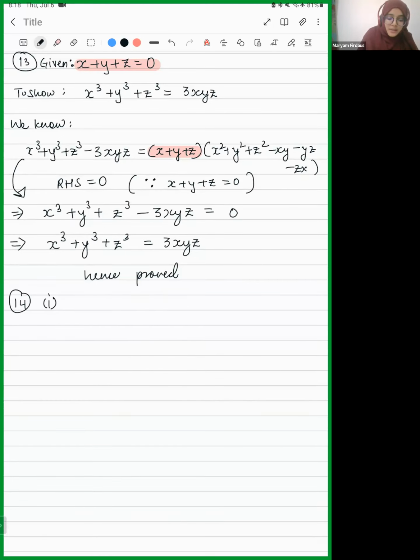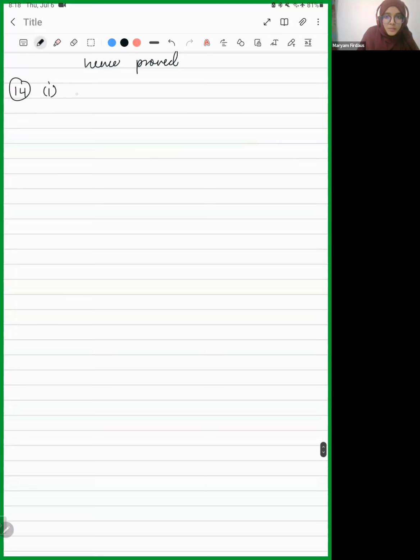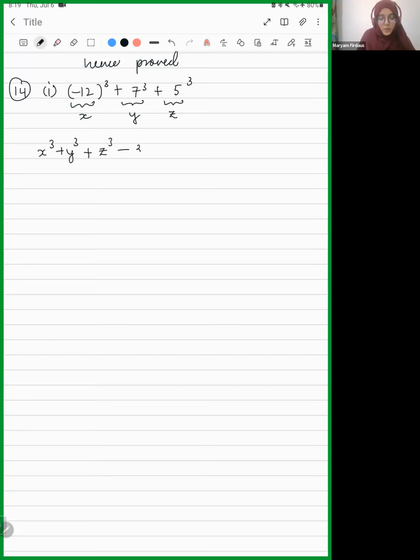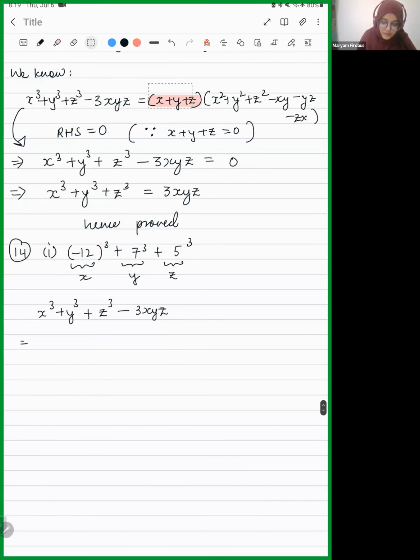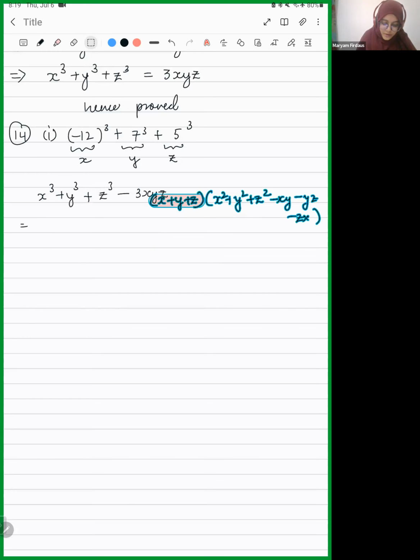Okay, so the first one says minus 12 cube plus 7 cube plus 5 cube. Over here, what is our x? x is minus 12. y is 7. And z is 5. Now we know that we can easily find x cube plus y cube plus z cube minus 3xyz. What is this equal to? Again, it is equal to this entire thing.